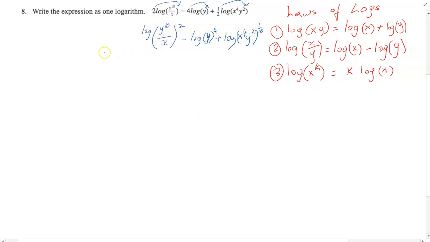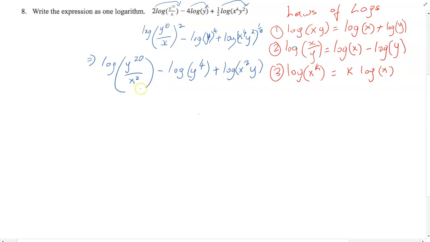Continuing expanding this, we have this being equal to log of y to the 10 times 2, which is 20, over x squared, minus log of y to the 4th, plus log of x to the 4 times 1/2, which is 2, and the y to the 2 times 1/2, which is just y to the 1, which is y.